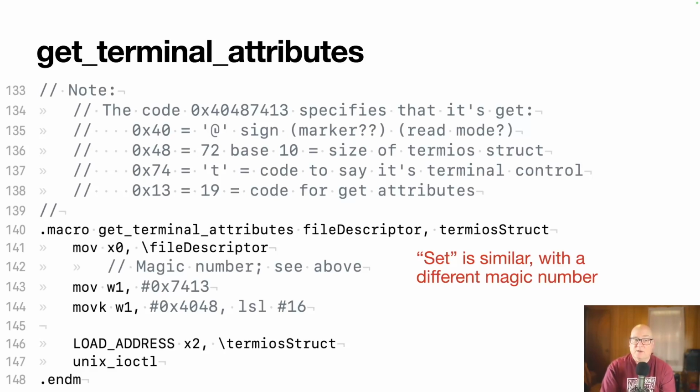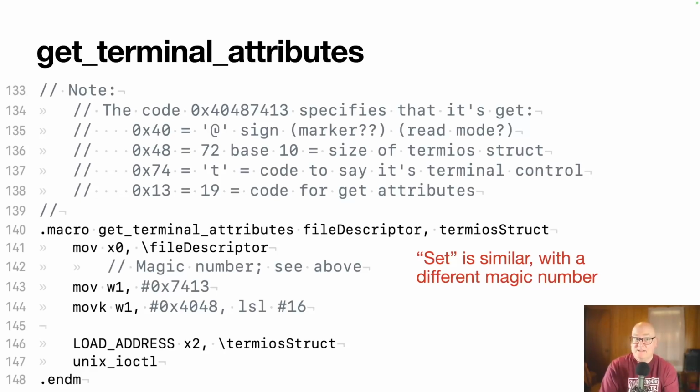We don't have a way to load long constants in one go. So you do this two-part load. You load the lower bits and then load the upper bits by shifting it left 16 bits first. And so you get 40487413, and that has specific meaning to the IO command, the IO control command. So 40, I'm not sure what that part means, but it's an @ sign. I don't know if it's a marker or what. But anyway, that's the number that gets used, so we kept that number.